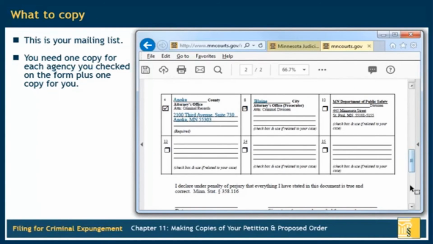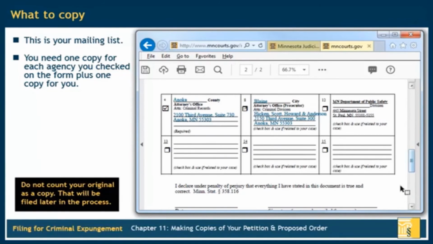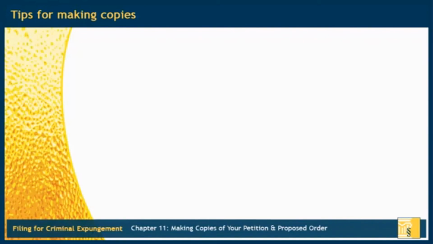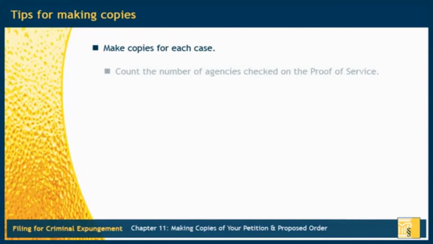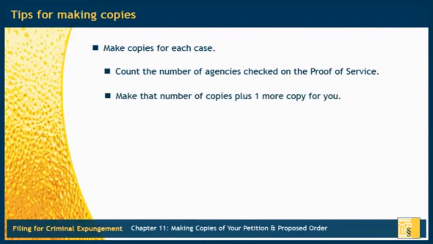For example, if you have checked off 8 agencies on your proof of service form, you will need 9 copies. Do not count your original as a copy. The original will get filed with the court as explained later in Chapter 14. If you have more than one case, do the same thing for each case. Count the number of agencies checked on the proof of service. Make that number of copies plus one more copy for you.